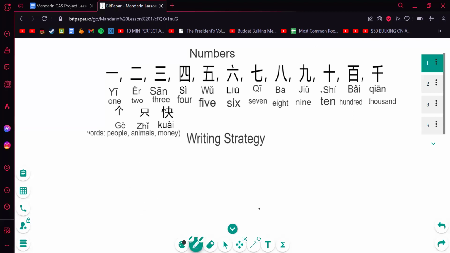For the measure words, all right. Measure word for person, ge, is like so. Measure word for animals, zhi, is like so. And the measure word for kuai. So this one first, you want to do a dot, a line, and another dot. And then you want to draw this and this. It's kind of like the bottom of five. And then you want to draw your line through and then draw your other line.